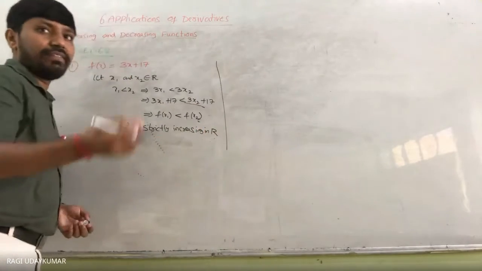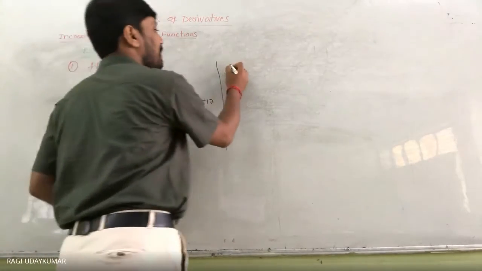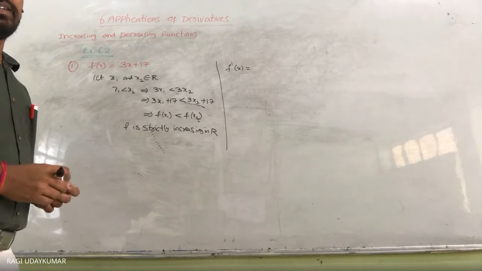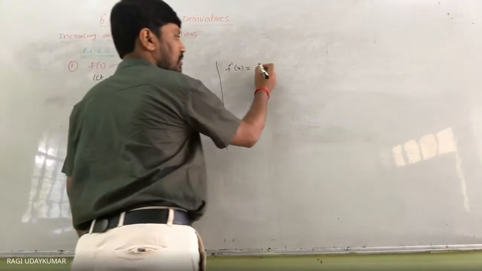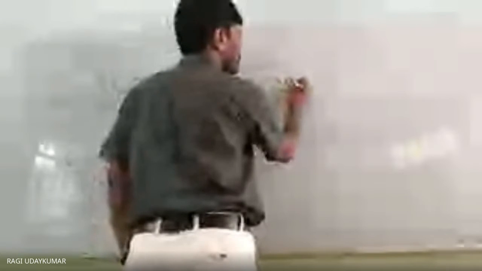The same can be done using the derivative. How? f dash of x should be found out. f of x equal to 3x plus 17 means f dash of x is equal to 3. 3 is always greater than 0, positive. So as f dash of x is greater than 0, f is strictly increasing in R. Very simple.